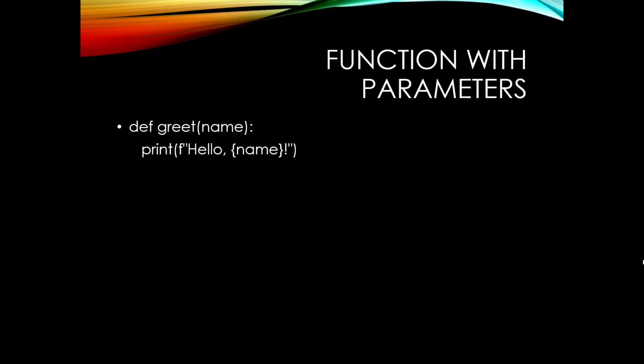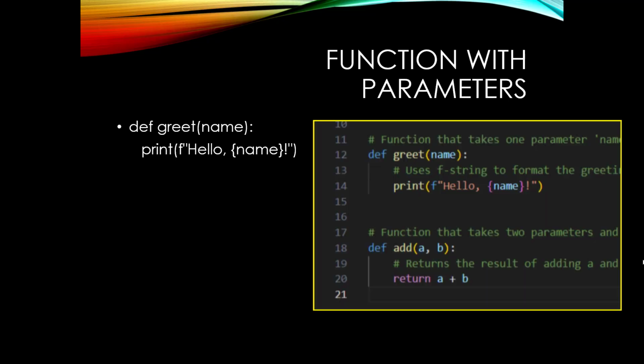Next, function with parameters. Yes, friend, you can make functions dynamic by using parameters. Say for example, we can rewrite the previous function like this. def greet, and it accepts a parameter, say name. Next, while printing, how can we use a variable inside an f-string?